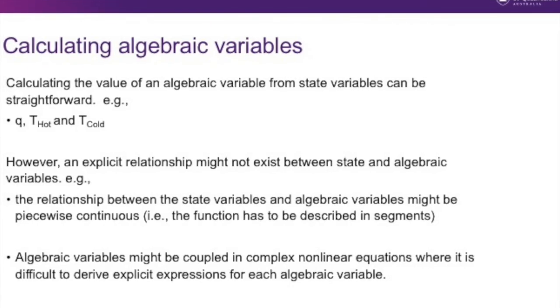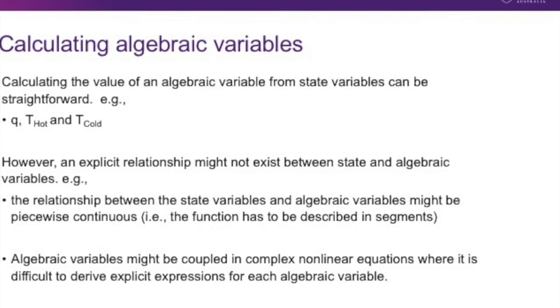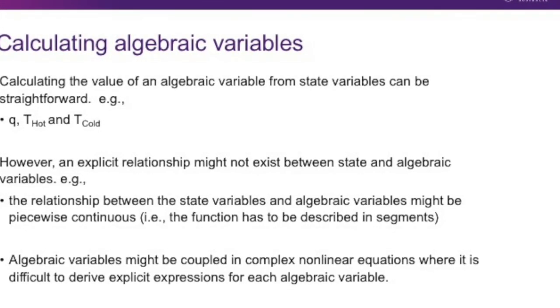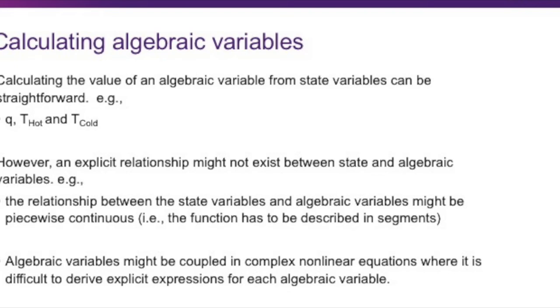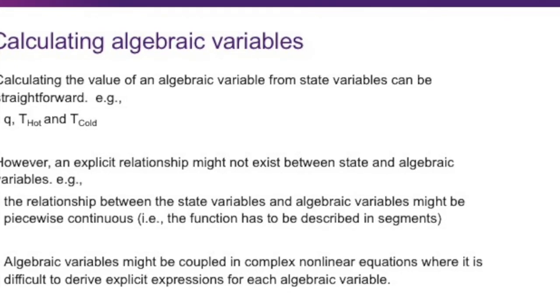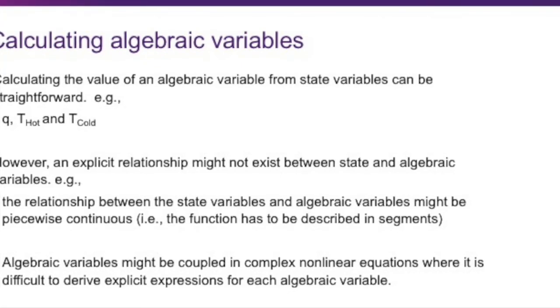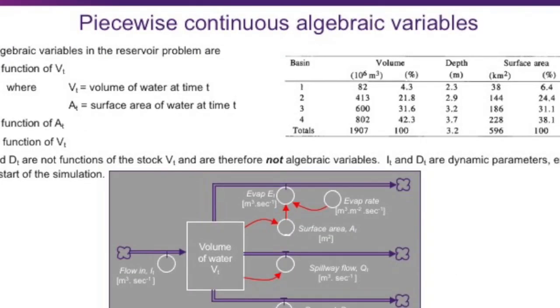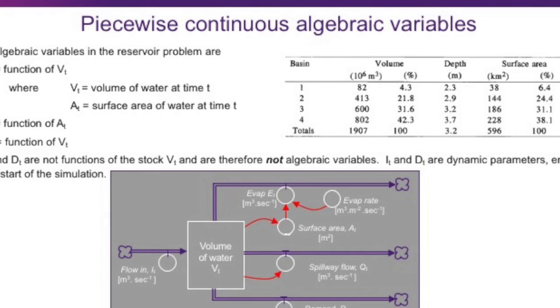And another reason for not having a straightforward way of calculating these variables is that they might be coupled in complexly nonlinear equations where it is difficult to derive explicit expressions for each algebraic variable. So the situation is more complex, and what we are going to discuss in this session is only the case where we actually have a piecewise continuous or segments of information to construct or to know these algebraic variables.